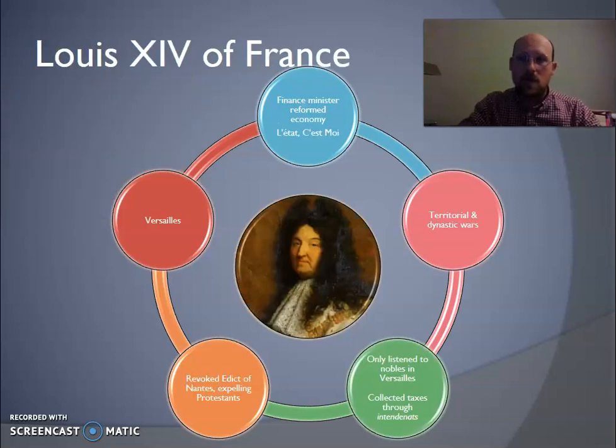Probably the most famous and maybe strongest absolute monarch we see is Louis XIV of France. He became king at a very young age as a child, and during his youth there was a noble revolt. So his advisor, a cardinal by the name of Mazarin, really tried to tell Louis that his job was to rule France and God had given him that job. So really enforcing this divine rule idea.